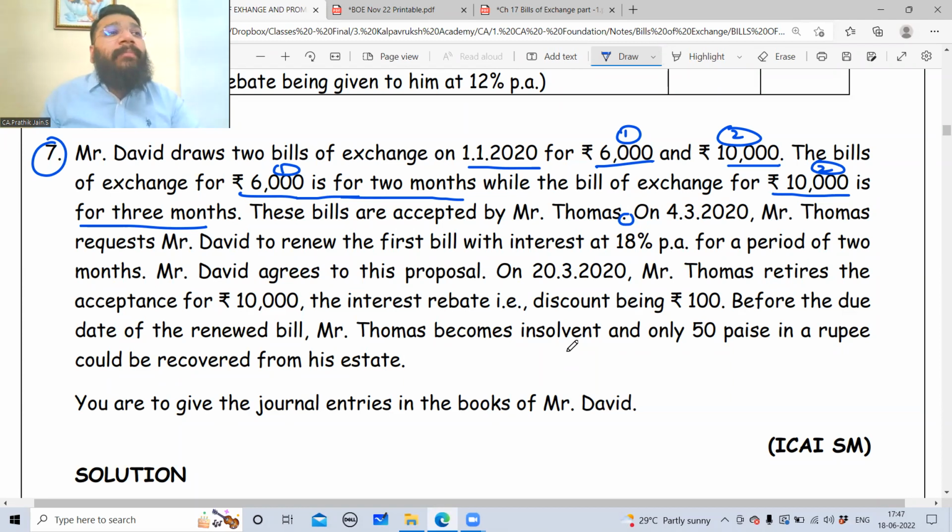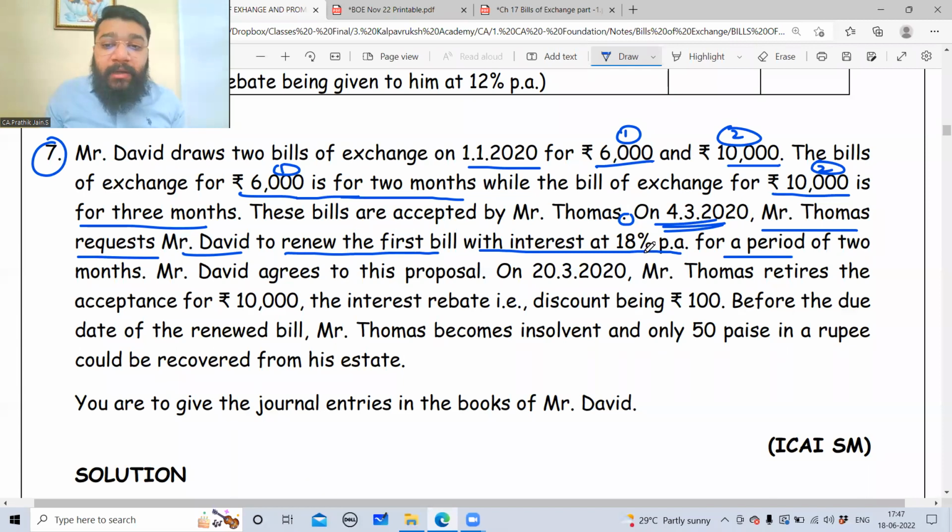It's a full stop. Now, what happens is people ignore this full stop. They don't respect this full stop. So how do they read this question? They read that these bills are accepted by Mr. Thomas on 4/3/2020. So what will you do? On 4/3, you will pass the bills of exchange date. Whereas after the full stop, this 4/3 is saying something else. Now, if you read it properly, these bills were accepted by Mr. Thomas, full stop. On 4/3/2020, Mr. Thomas requested Mr. David to renew the first bill with interest of 18% per annum for a period of 2 months. Now, is it making sense? So just imagine if you remove the full stop, how the meaning sounds.